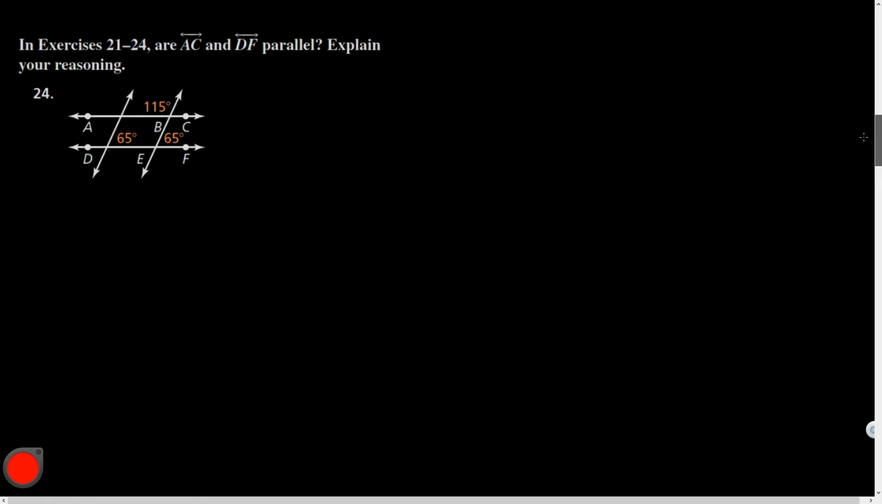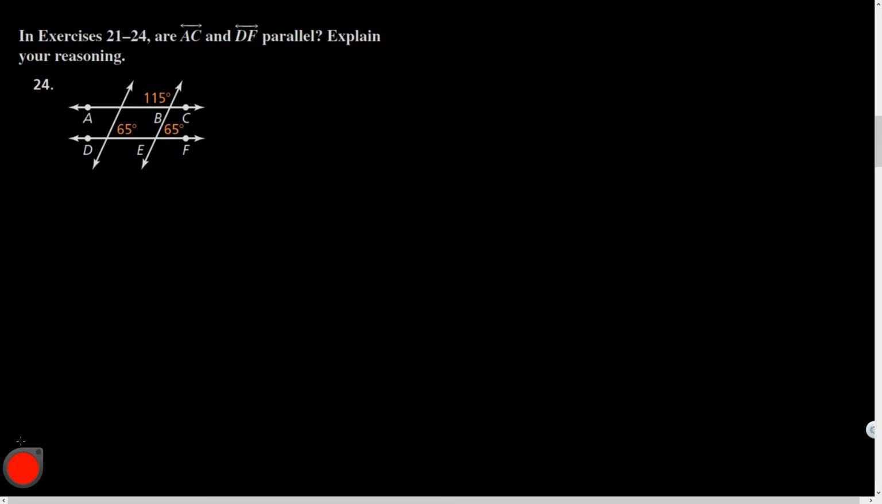Don't worry, we're still cruising. All right, check this out. Here we go. If this is 65 and this is 65, I think I could say these ones were parallel, but I don't have a name for them. Well, either way, the green lines are parallel by corresponding angles converse, but they specifically wanted to know if AC and DF were parallel.